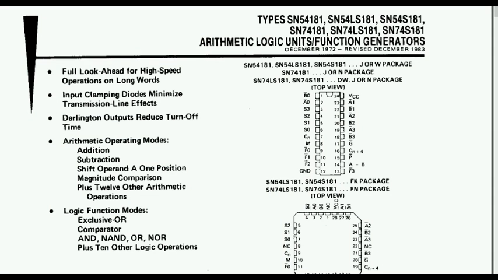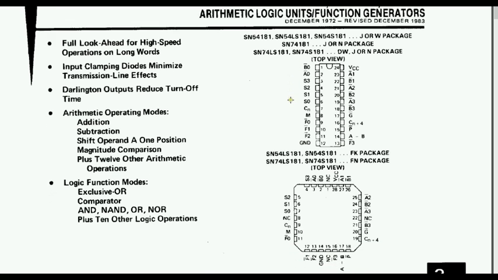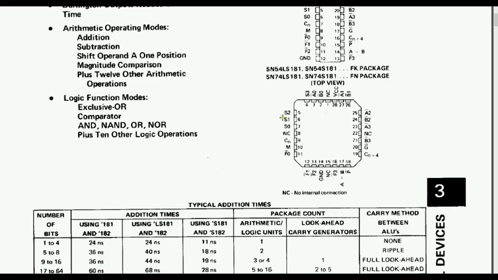This is a typical ALU chip. It goes by these numbers up here. The 74181, for example, is a very common chip. And if you search on the web for the specification sheet or the data sheet for the ALU, you're going to find something like this that describes its operation.